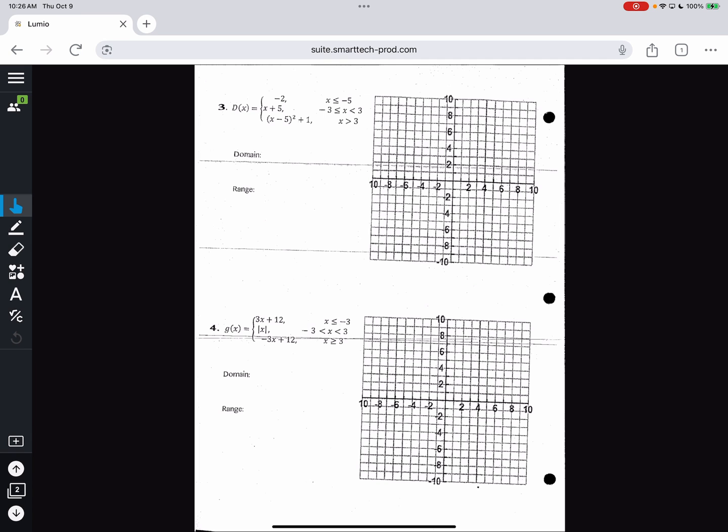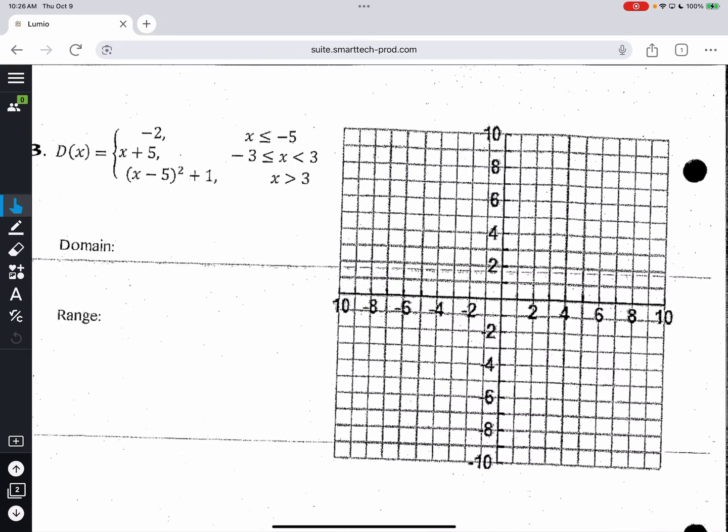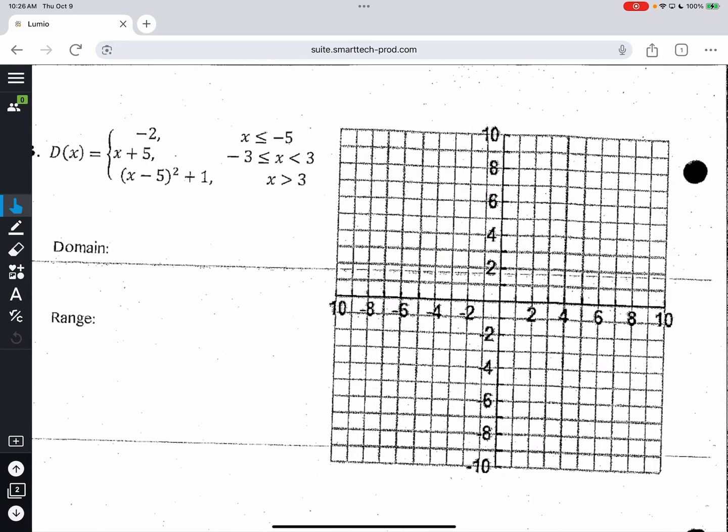All right. So this one, we have a graph. The first one says -2. This, remember guys, this is like d of x. That's like y equals. What do you do when it's y equals -2? What does that look like? Horizontal. It's our constant. And it crosses at -2. All right, so we know we're going to at least start there. But it says x is less than or equal to -5.